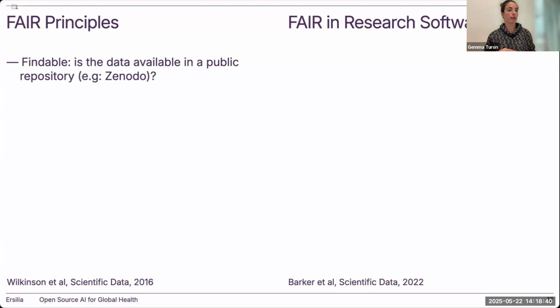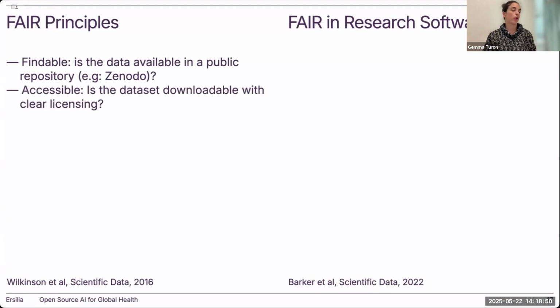So if we think about data at a very basic level, is the data findable? Is it available in a public repository, for example, indexed in Zenodo, or any other biology repository, ChEMBL in our case for drug data, et cetera? Is it accessible? Is this data set downloadable? It's not just a summary of the data, but the actual data is available.